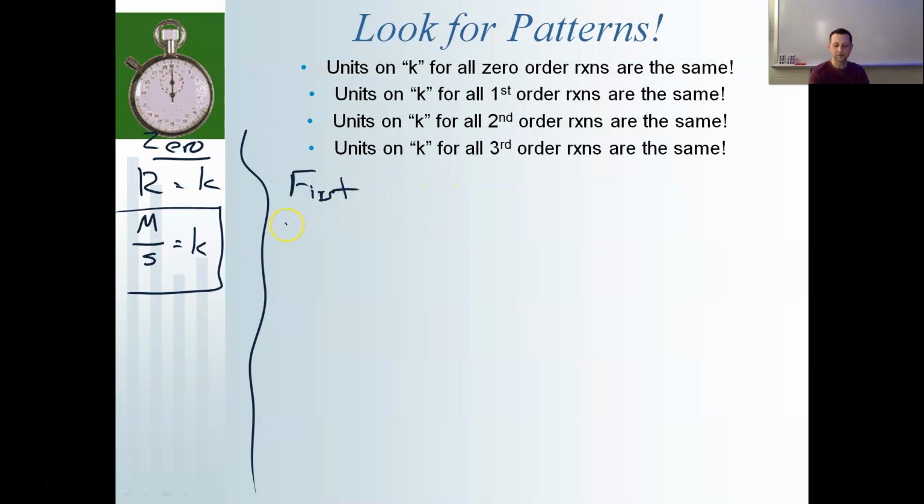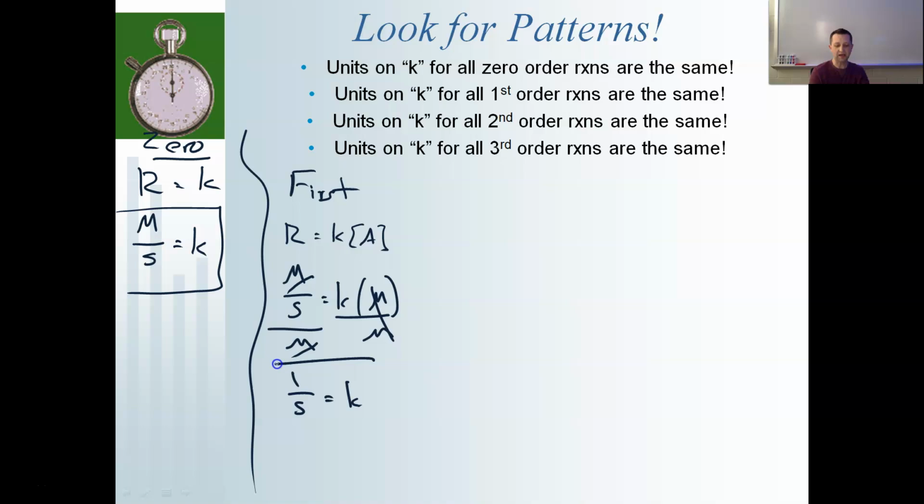First order reaction is rate equals K times the concentration of A to the first, right? So substitute in what we know. Rate is molar per second equals K times the concentration of A, and the unit is molarity. Divide both sides by molarity, and what you end up with is 1 over seconds equals K. So the unit on K for first order reactions is always going to be 1 over seconds or 1 over minutes. It's 1 over your unit of time.